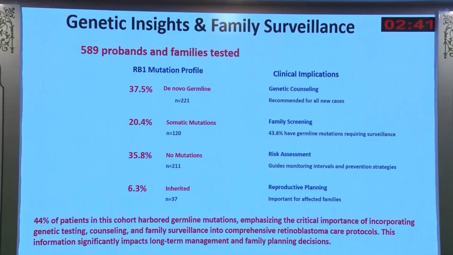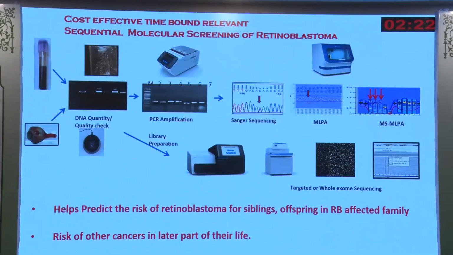44% of the patients in this cohort harbored germline mutations, emphasizing the critical importance of incorporating genetic testing, counseling, and family surveillance into comprehensive retinoblastoma care protocols. This information significantly impacts long-term management and family planning decisions.